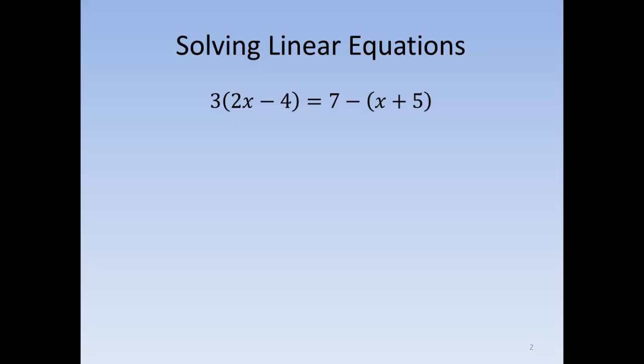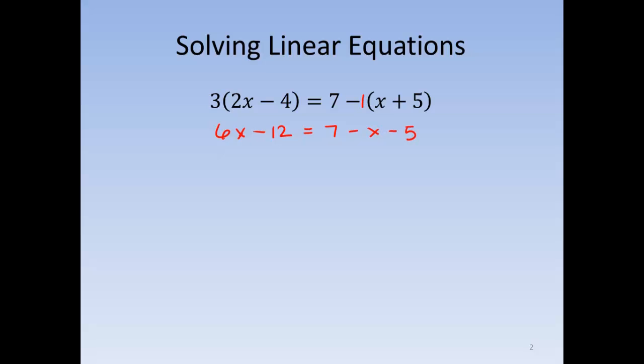we see. So our first step here on our left-hand side would be to distribute the 3, giving us 6x minus 12. And on the right hand, we are going to distribute the negative that's outside the parentheses as if it was a negative 1. So I would have 7 minus x minus 5.